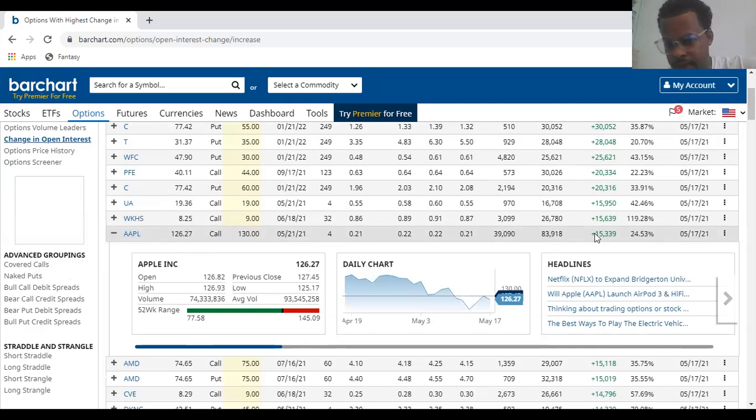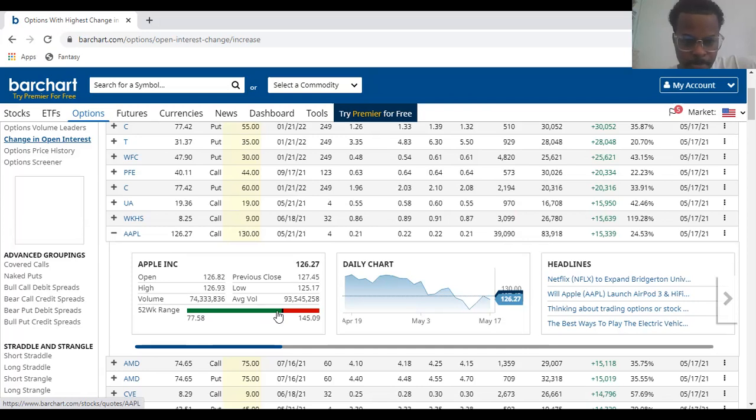And then we have information here, which we'll get into later. But it opened at 126. This is Apple. The high was 126.96. The volume, all that jazz. So this is good stuff. Daily chart, and then we got some headlines that are related to Apple.